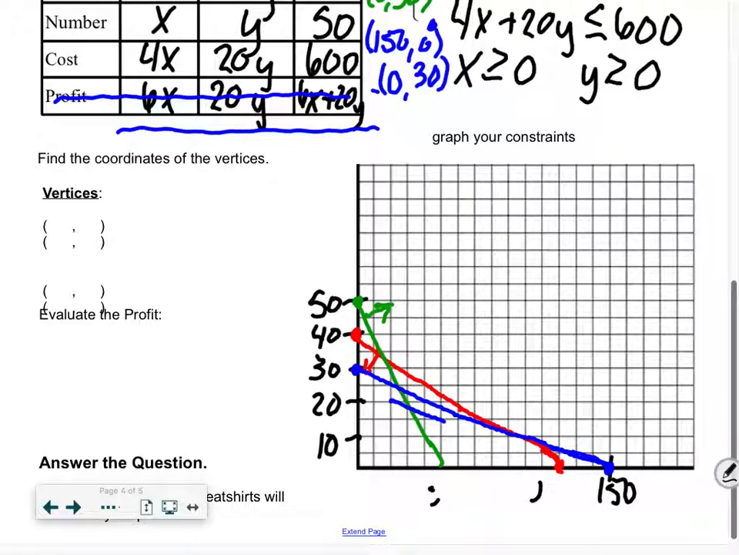Okay, so this one's 50. But then we're doing less than. This one's 100. Alright. And we are shading less than, right? Below the blue.